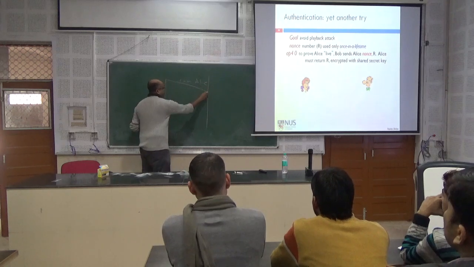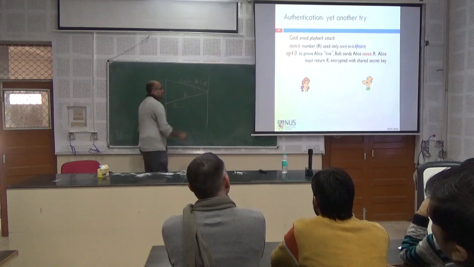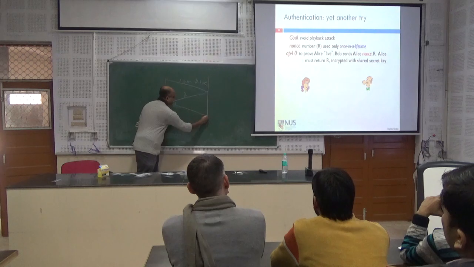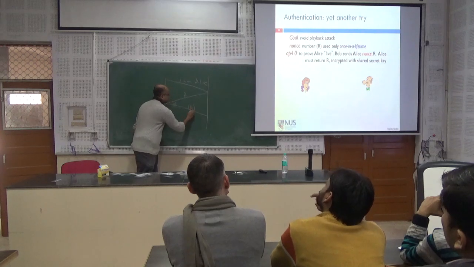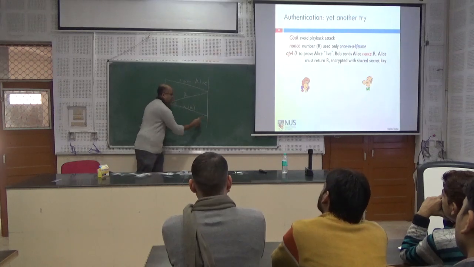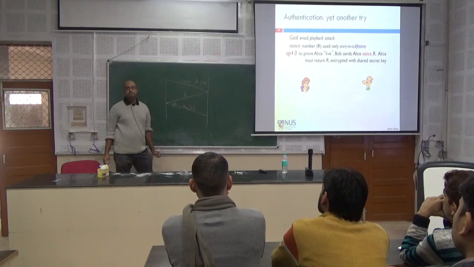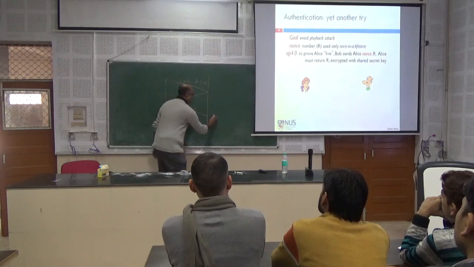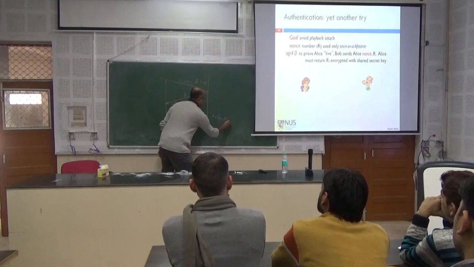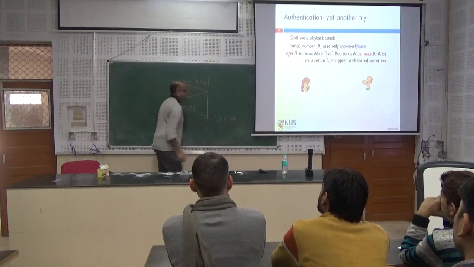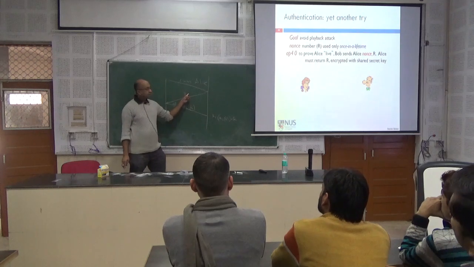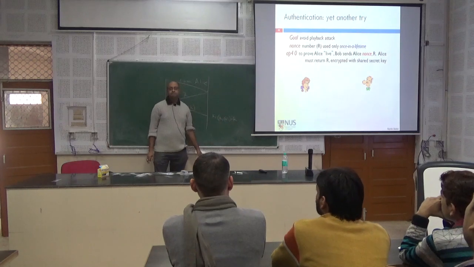So I'm Alice. You get a random number R. And what Alice has to do is encrypt this number using their shared key and send it back. And Bob will now decrypt it, and he will get R back. And he says, okay, I sent this challenge and I got the same thing back.